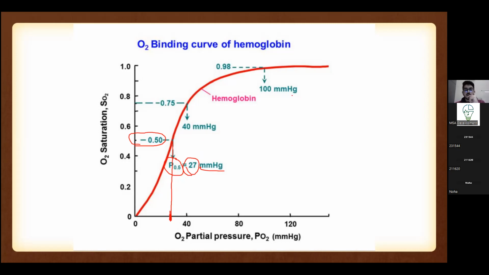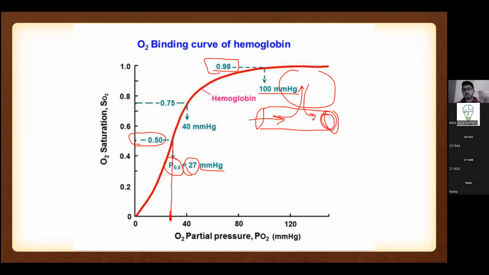The second point that we need to know is the point at 100 millimeters mercury. At 100 millimeters mercury, we are going to have a 0.98 saturation or 98% saturation. Where can we find this 100 millimeters mercury? Remember in the previous lecture, in the alveolar capillary, the blood comes and CO2 leaves and O2 comes. At the end of the capillary, we have the most oxygenated blood of our body. That blood is going to have a PO2 of 100 millimeters mercury and a saturation of 0.98.